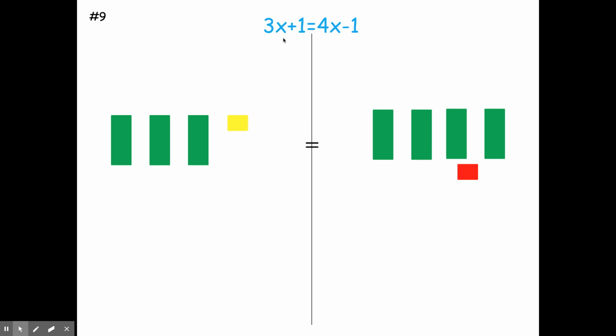So again, here's our equation. 3x plus 1 equals 4x minus 1. And here's our representation. 3x, 1, 2, 3, plus 1 equals 4x, 1, 2, 3, 4x minus 1. All right. So that's it for modeling equations.